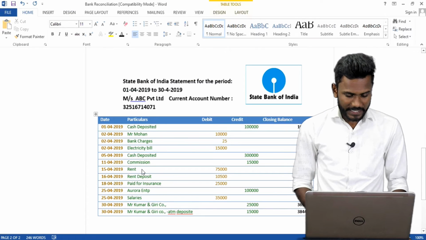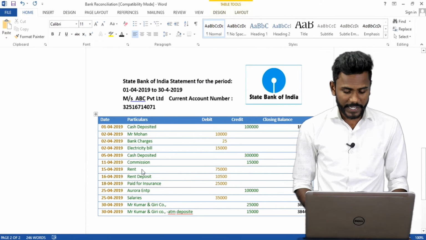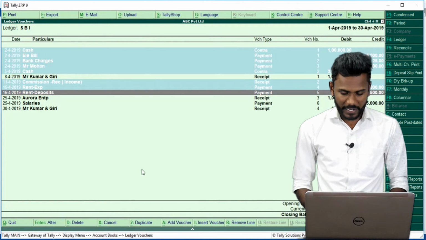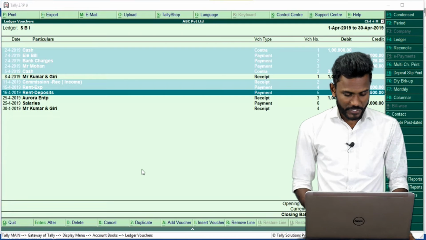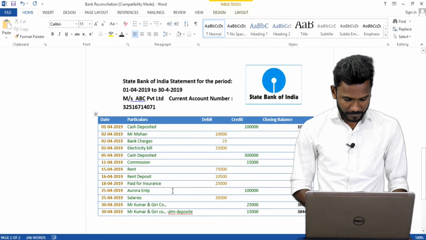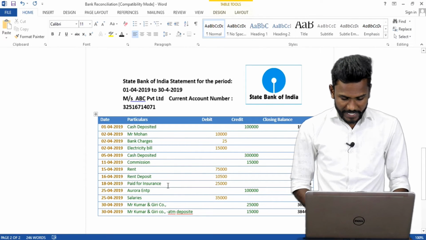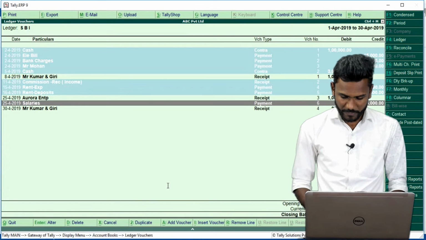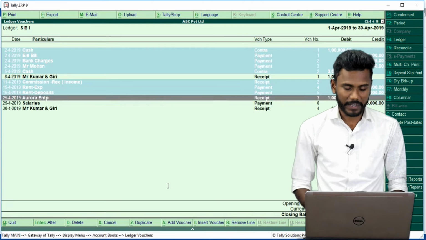Again on 16th of April we deposited rupees 10,500. Is the 10,500 recorded? Yes, recorded. And the next one is paid for insurance 25,000. Paid for insurance 25,000 is not recorded.